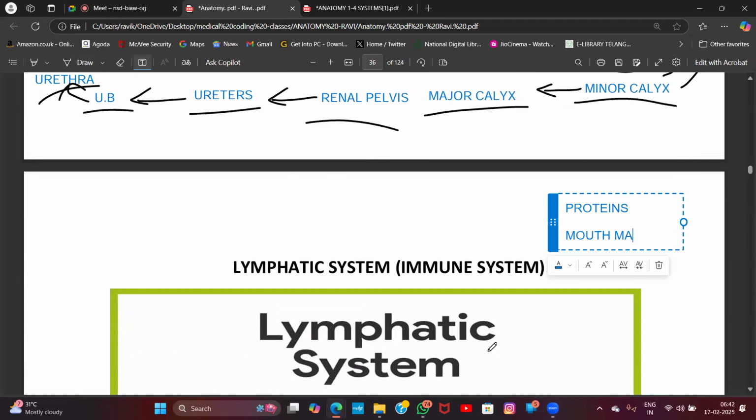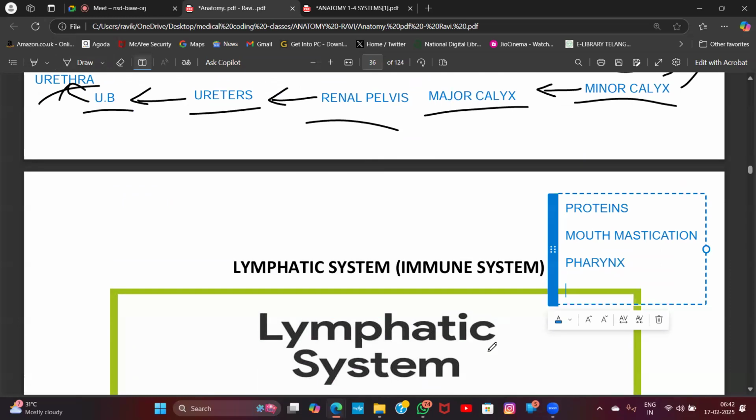In the mouth, mastication happens, which is chewing. Mastication, then the mouth leads to the pharynx, and the pharynx leads to the tube called which tube?